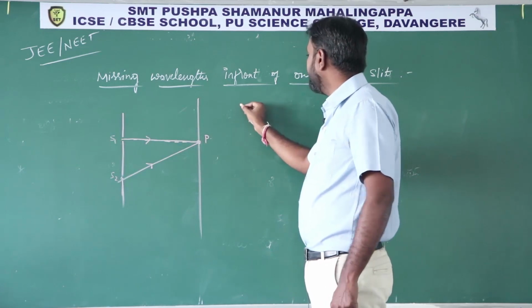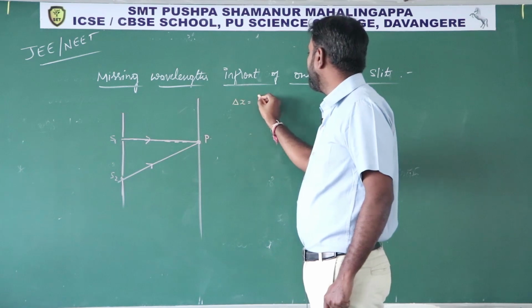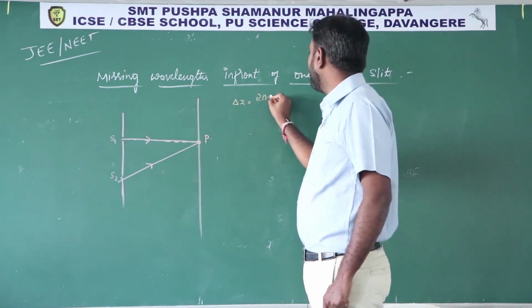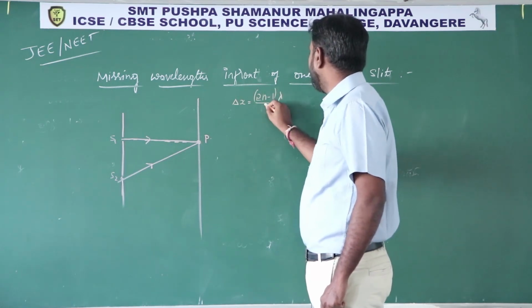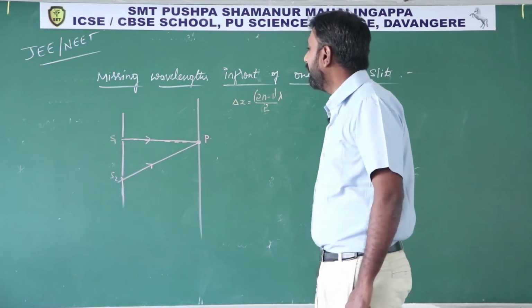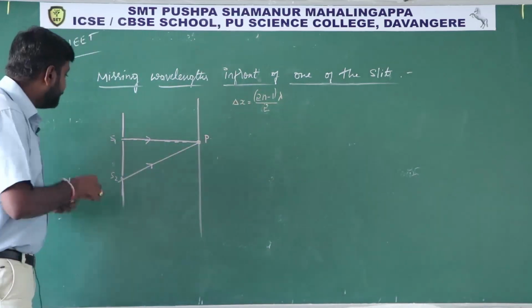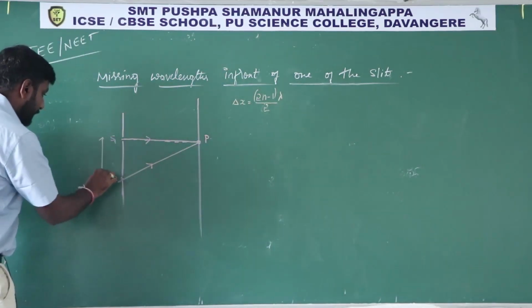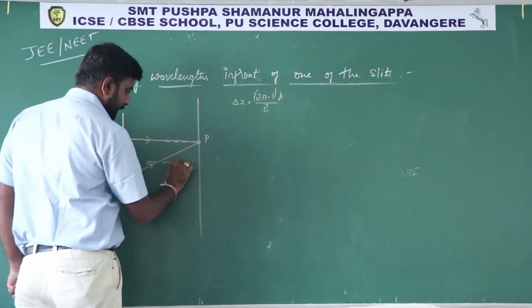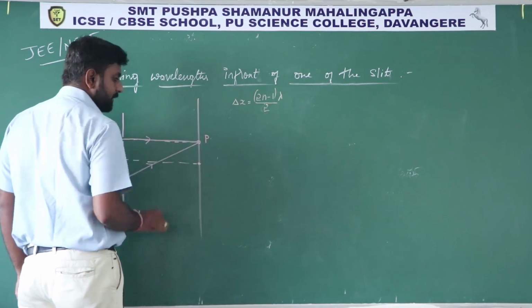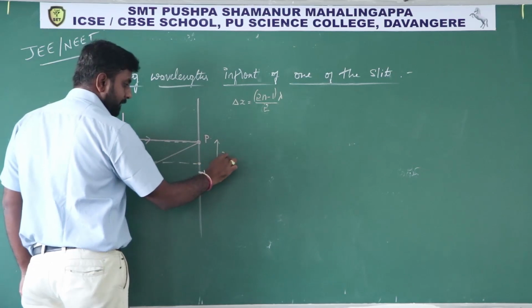We will see the condition. The condition for dark fringe is that path difference delta x should be equal to (2n minus 1) lambda by 2. This is the path difference, right? And this distance is small d. This is the perpendicular bisector or central axis. Then the point P we have taken at a distance x.